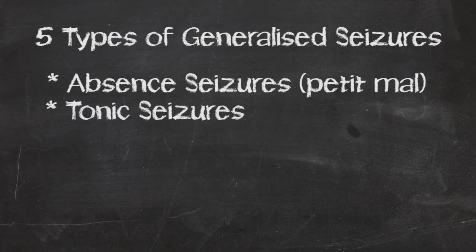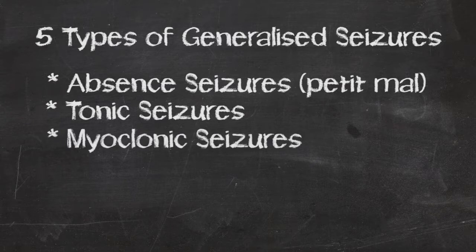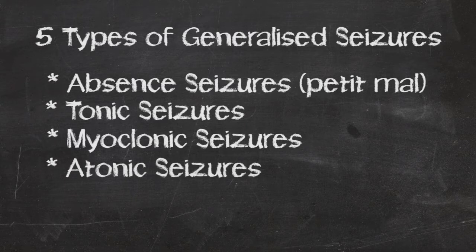Tonic seizures involve a sudden stiffening of muscles for a few seconds, and if standing, the child will fall. Myoclonic seizures. The person will experience a series of involuntary muscle jerks. Atonic seizures involve a sudden loss of muscle tone. The person will fall suddenly to the ground.